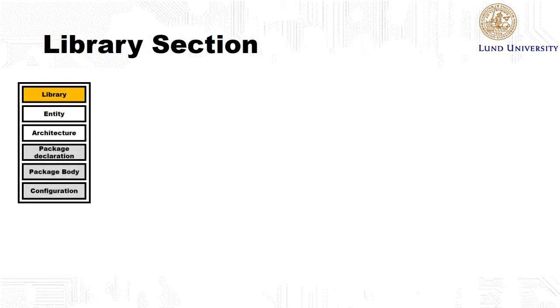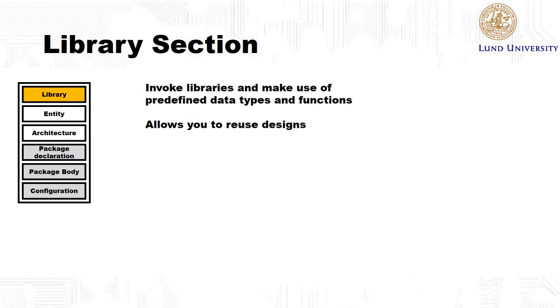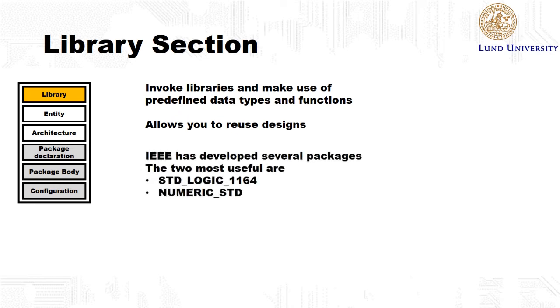The library section of a VHDL source file allows us to reuse digital circuits that we had previously described in VHDL. We can also make use of predefined data types and functions by including them in the library section. The standardization organization IEEE has developed several packages which you can make use of when describing digital circuits in VHDL. The two most useful are std_logic_1164 and numeric_std.